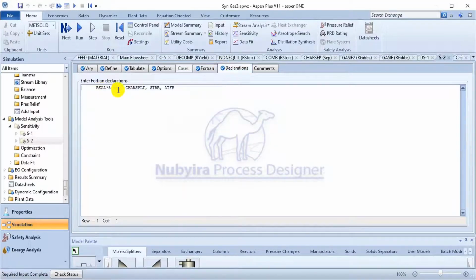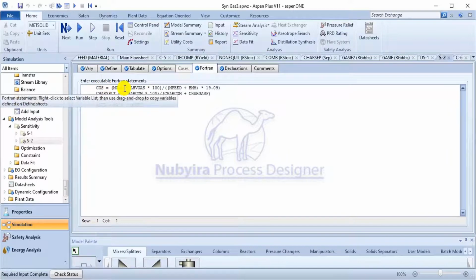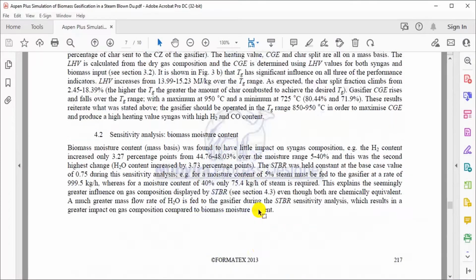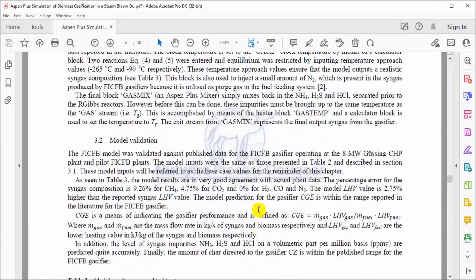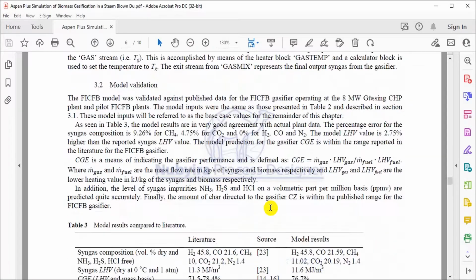So this is the calculation. Here I'm declaring variables because we need this to calculate the efficiency. They call it cold gas efficiency. You have the charge, the amount of charge that you split, the steam to biomass ratio and the air to fuel ratio. So this is the calculation for the gas efficiency: mass of gas times the low heating value of gas times 100, divided by the mass of the biomass. Everything is written in this journal. You can easily understand what I'm doing by reading this process here and following what I did in this sensitivity analysis.